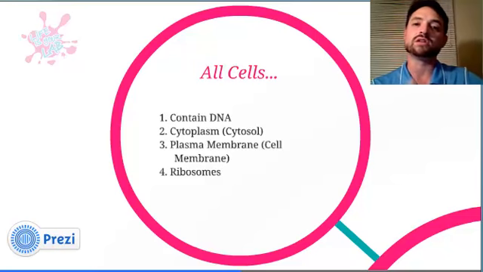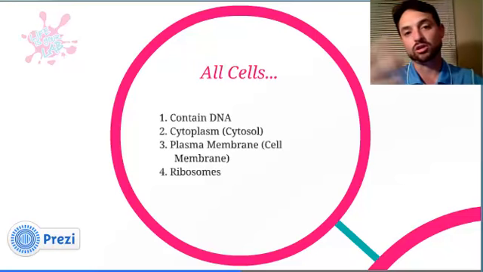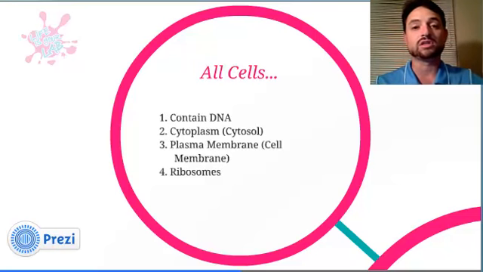Now these are maturing cells. There are some cells that at maturity will lose their DNA when they're functioning, like your red blood cells, which lose their nucleus completely. So not all cells in their adult state have DNA, but as they're being developed, they have to have that DNA. Another is cytoplasm, sometimes referred to as the cytosol, the cell membrane, and then the ribosomes.